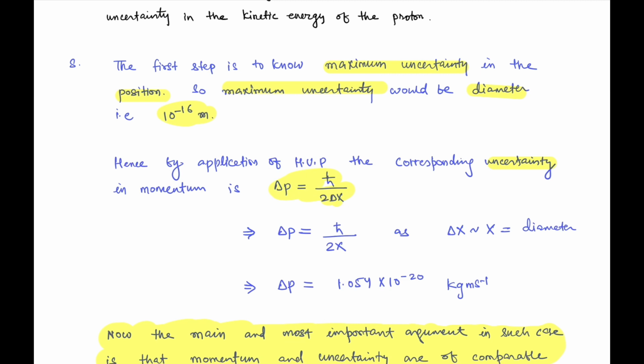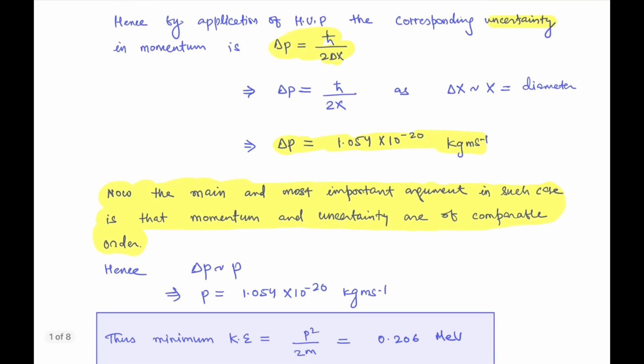We know that Heisenberg's uncertainty principle says that uncertainty in momentum multiplied by uncertainty in position is greater than or equal to h bar by 2. So we have applied the same formula. In this way, when you do the basic mathematics, you get uncertainty in momentum to be 1.054 multiplied by 10 to the power minus 20 kilogram meter per second.